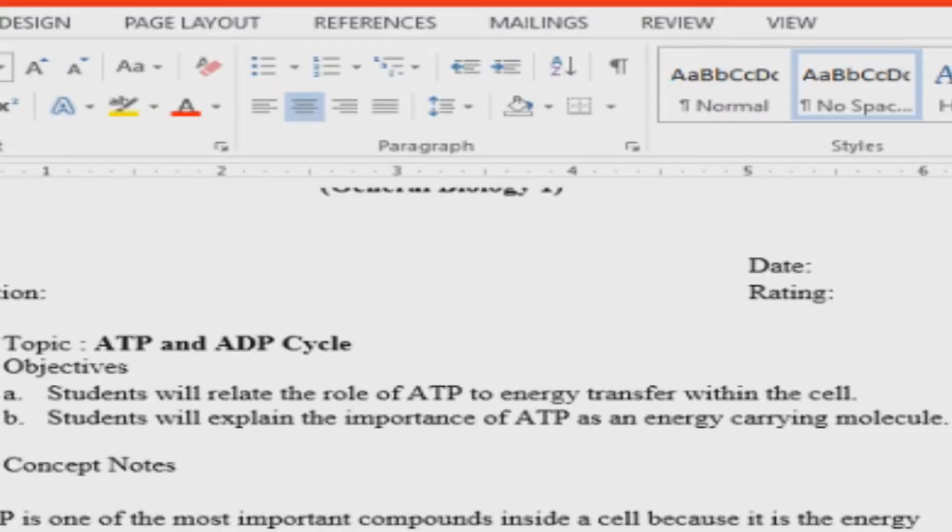Before that, I would like to explain our objectives for today. First, students will relate the role of ATP to energy transfer within the cell. The second objective is that students will explain the importance of ATP as an energy carrying molecule.